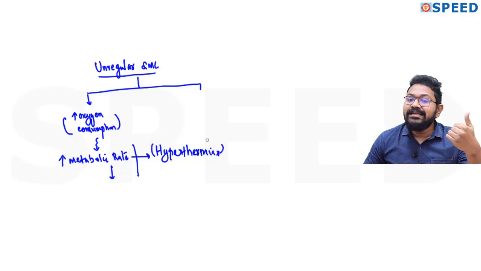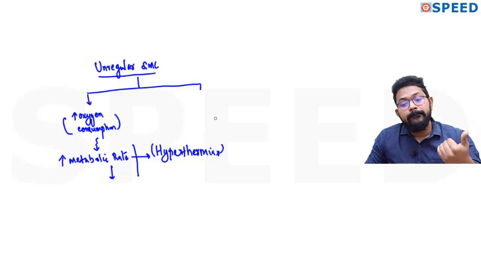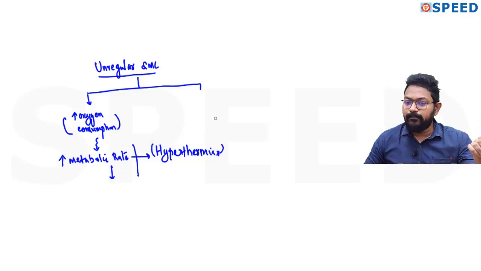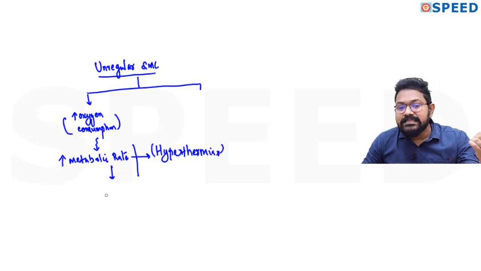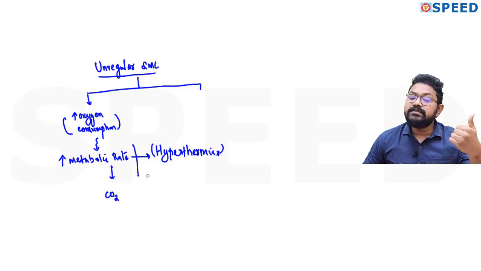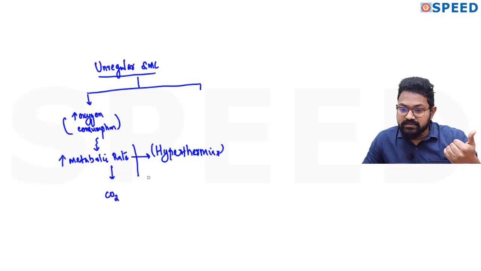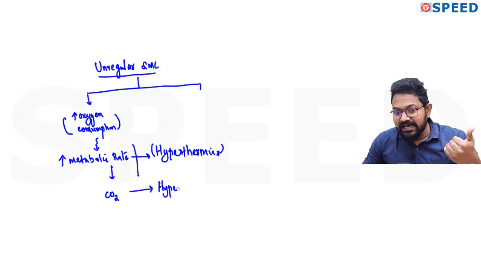Right. Also, increase in metabolic rate means increased byproduct production as well. What is the end product of your normal metabolism or aerobic metabolism? It is carbon dioxide, right? There is going to be more generation of carbon dioxide because of increased metabolism, and increased carbon dioxide is going to contribute to something called hypercapnia.